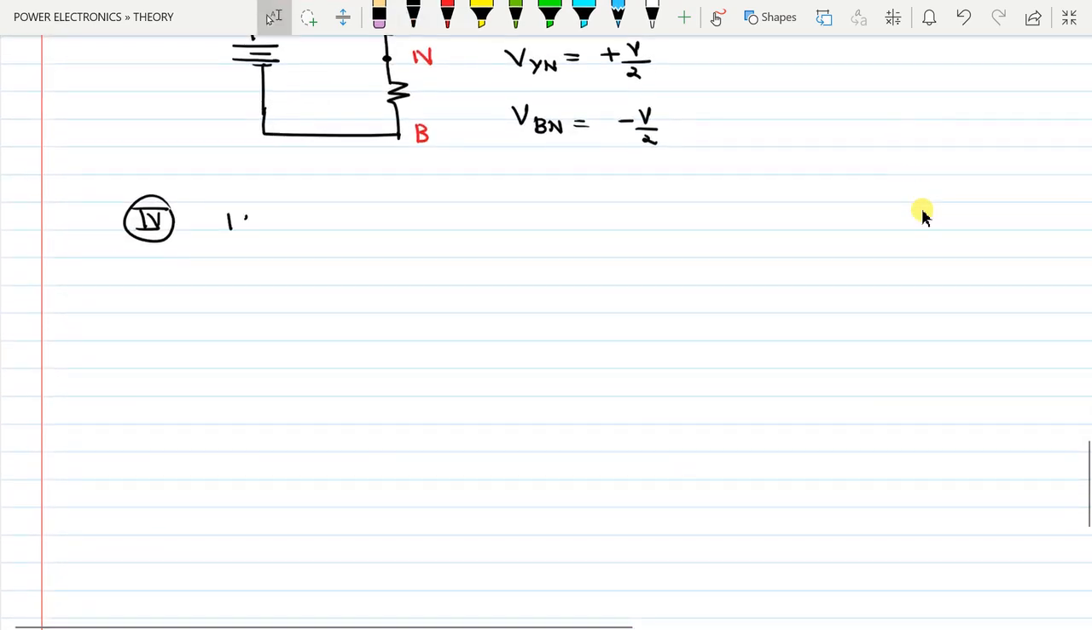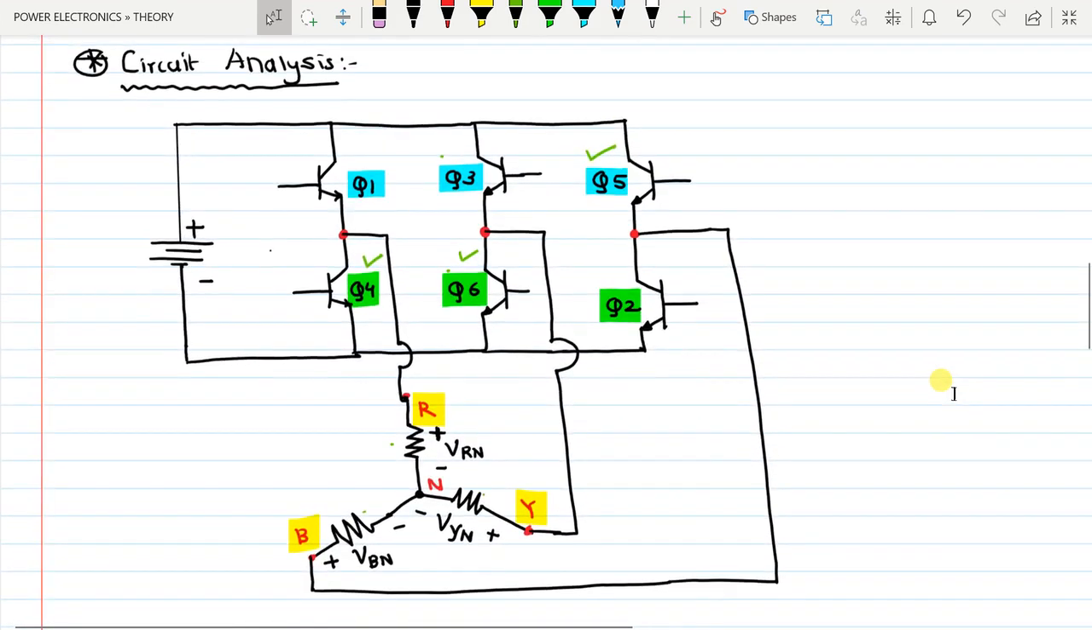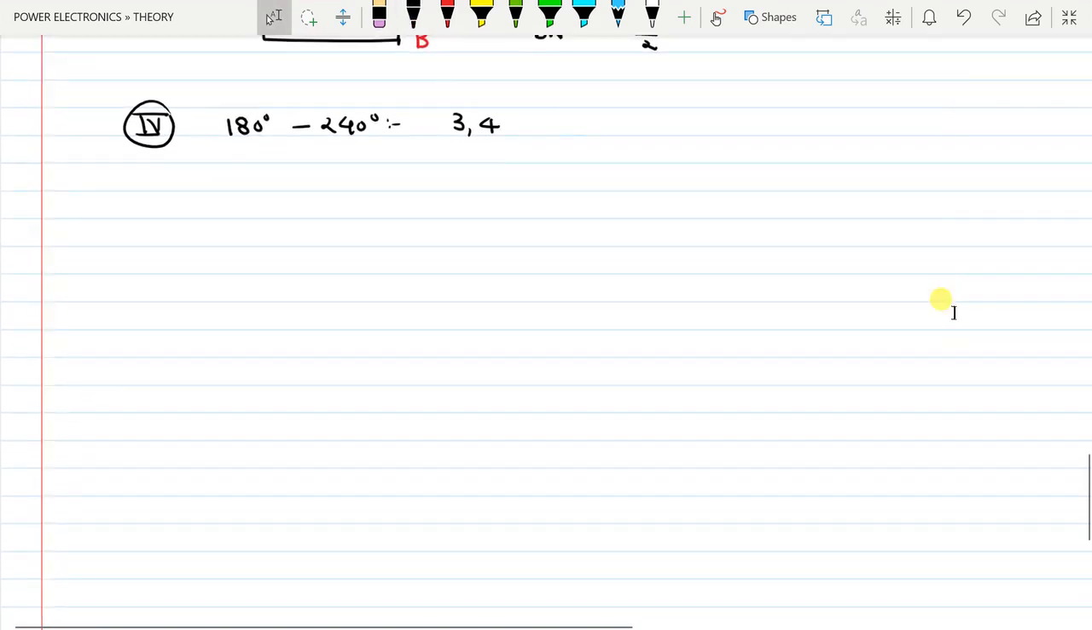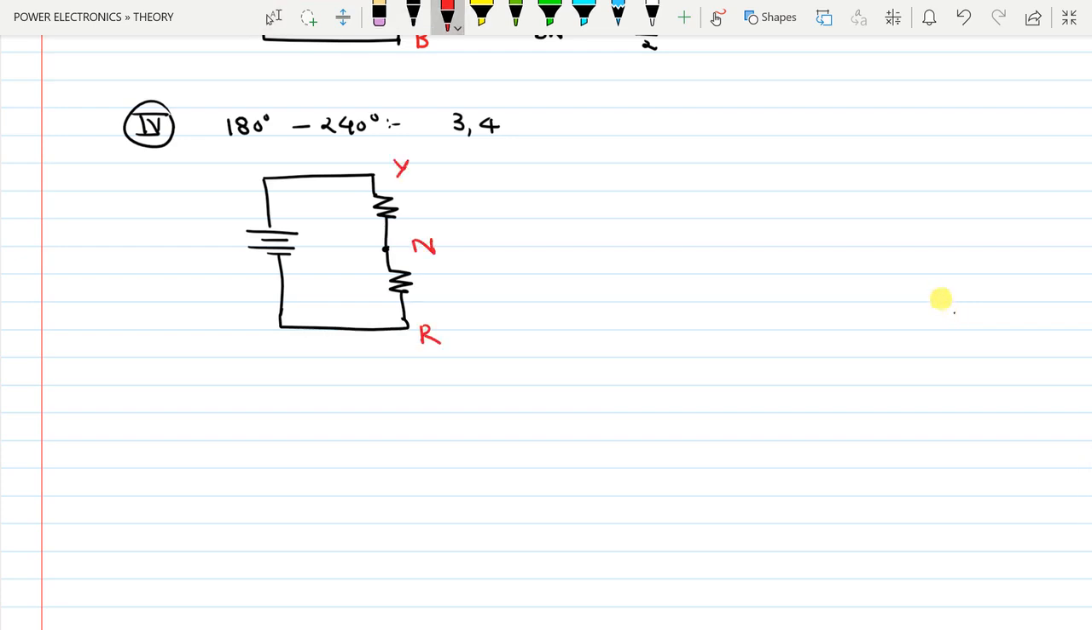Fourth is 3 comma 4. Y is again connected to plus V and R is connected to minus V. So now it is Y comma R. So we have VRN equal to minus V by 2, VYN equal to plus V by 2, and VBN is equal to 0.